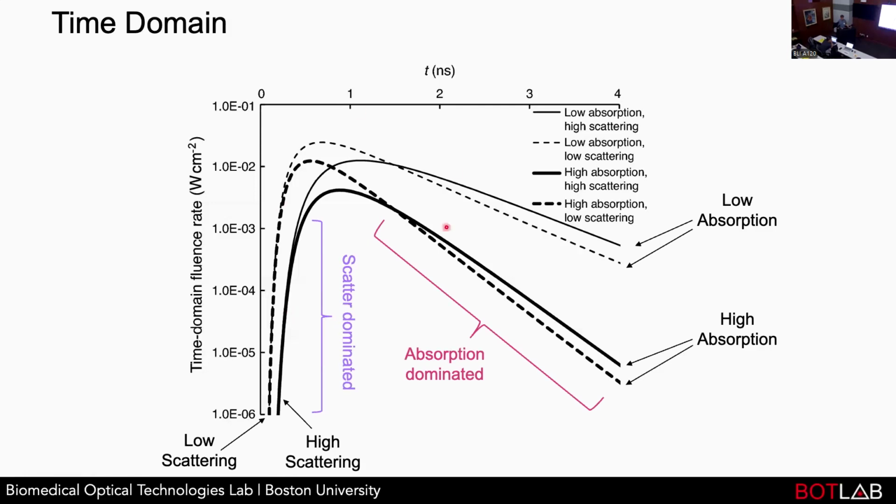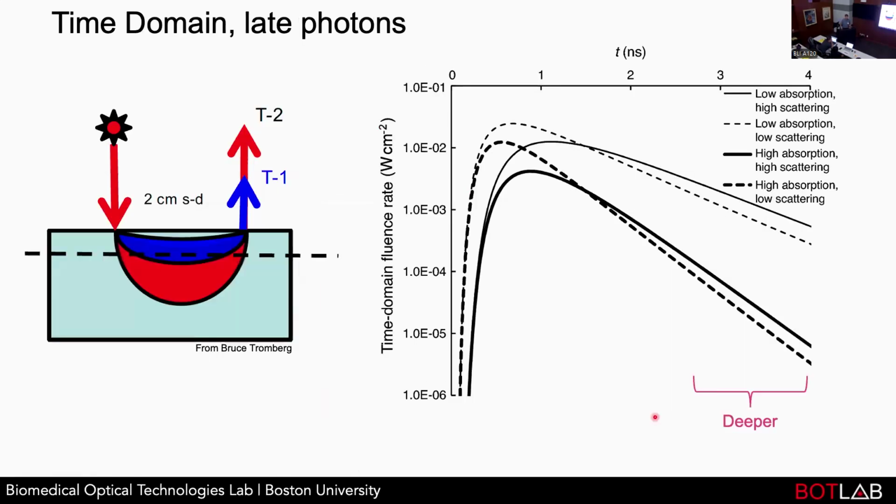So we call the upslope here scatter dominated, and the tail is more absorption dominated. These things aren't exclusive, but if you think about the primary drivers, then those would be them. You can also think in terms of depth here.